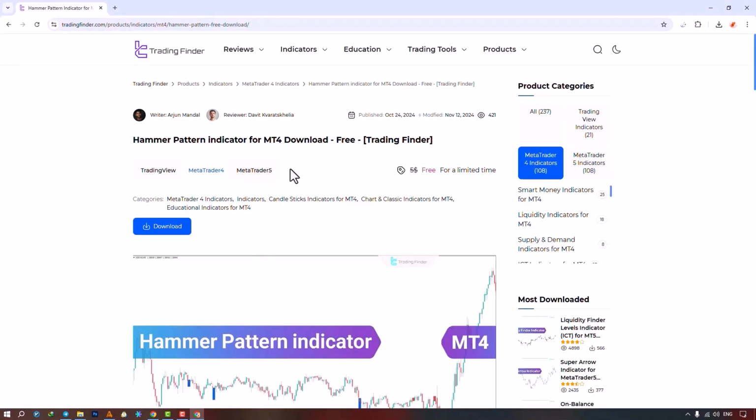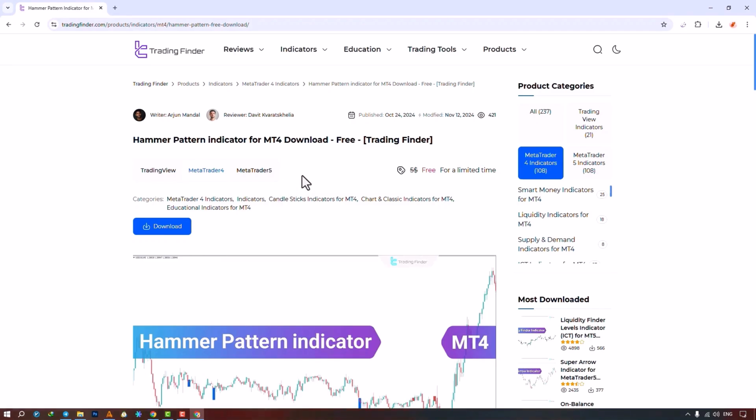The hammer pattern indicator is available for various platforms on the TradingFinder website. From this section, you can download the indicator file for MetaTrader 4 and MetaTrader 5 and run it on the chart. Traders can refer to this page to understand how the indicator works and how to use it.